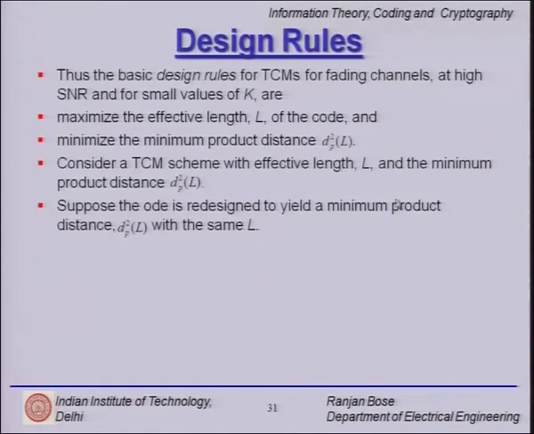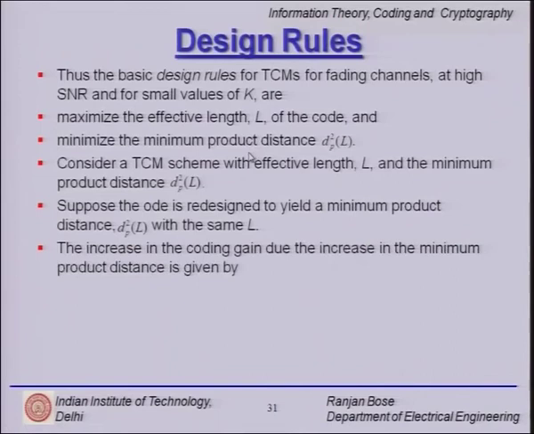So, let us look at the basic design rule for TCM for fading channels at high SNRs and small values of k. Why small values of k? If k becomes too large, then it is no longer really mimicking a fading channel. What are the design rules? Maximize the effective length L of the code and maximize the minimum product distance dp squared. These are the two design rules.